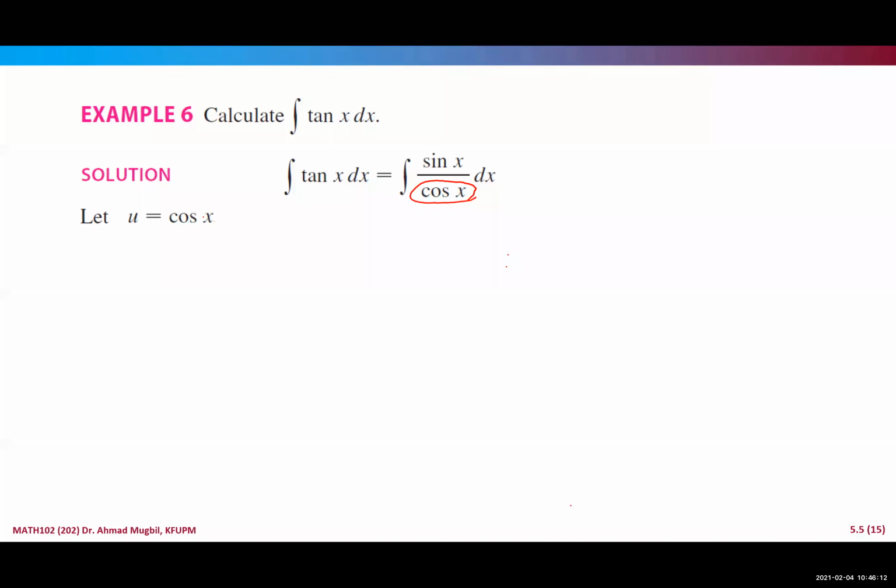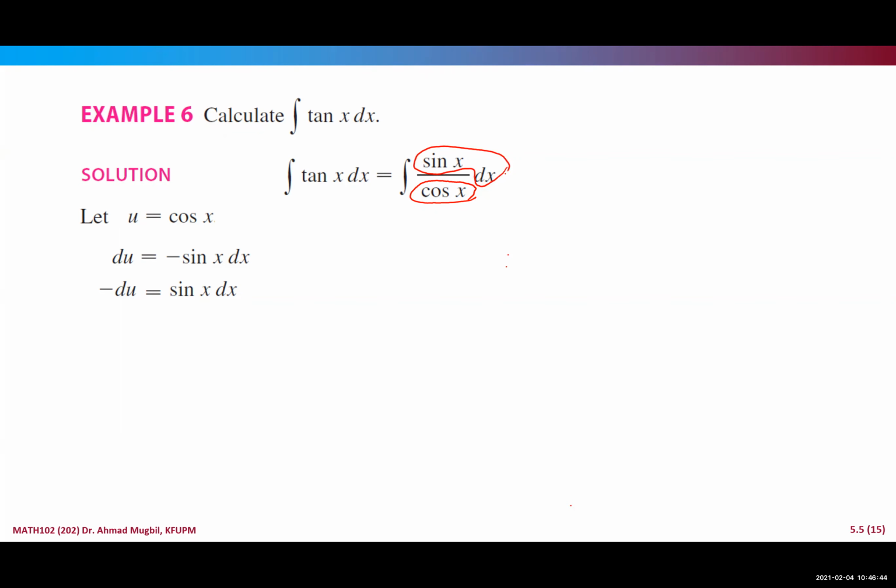Why? Because if u is cosine, what is du? Sine dx. The derivative of cosine is negative sine. Yeah, shabab, don't mix up between the derivative. I know that many of you will get confused about the derivative and the integral of cosine. No, the derivative of cosine is negative sine. So now this will be u, and this will be du.